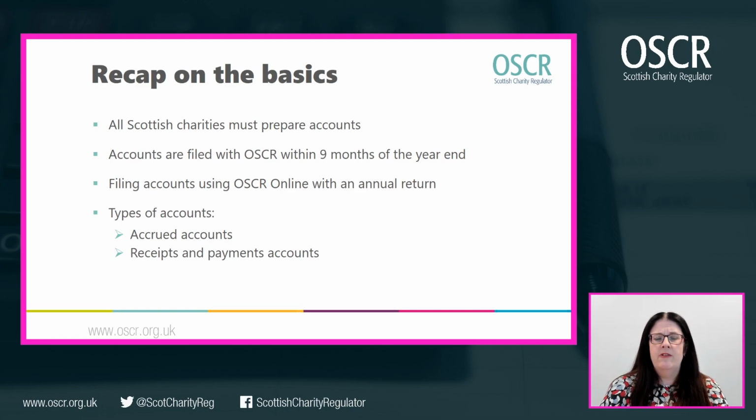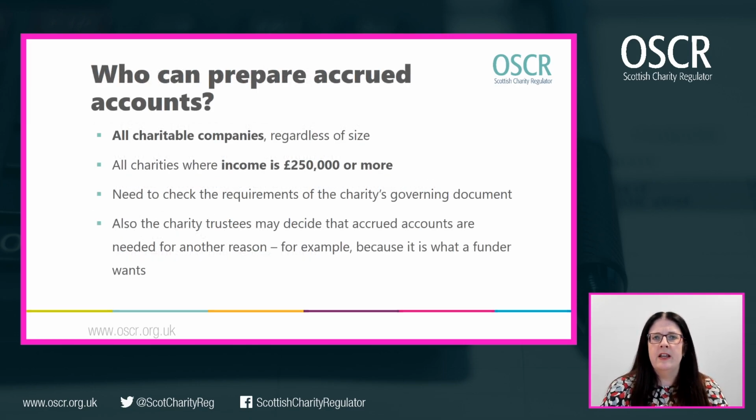Charities are required to file their accounts with us through the electronic portal which is called OSCR Online, and they need to file them at the same time as their annual return is completed and submitted through that portal as well. There are 2 different types of accounts that Scottish charities can prepare. The first that we're going to look at in detail today is called accrued accounts, and the other is receipts and payments accounts, and we looked at receipts and payments accounts in detail in webinar 2.